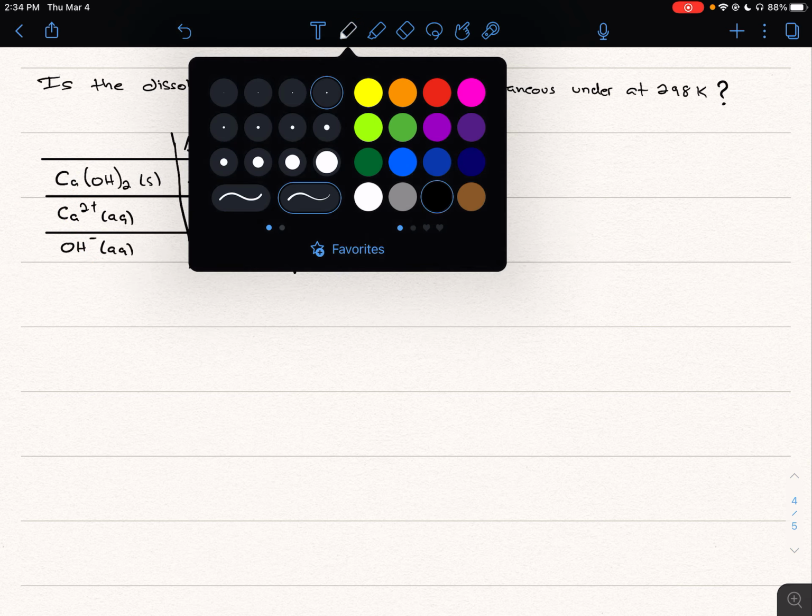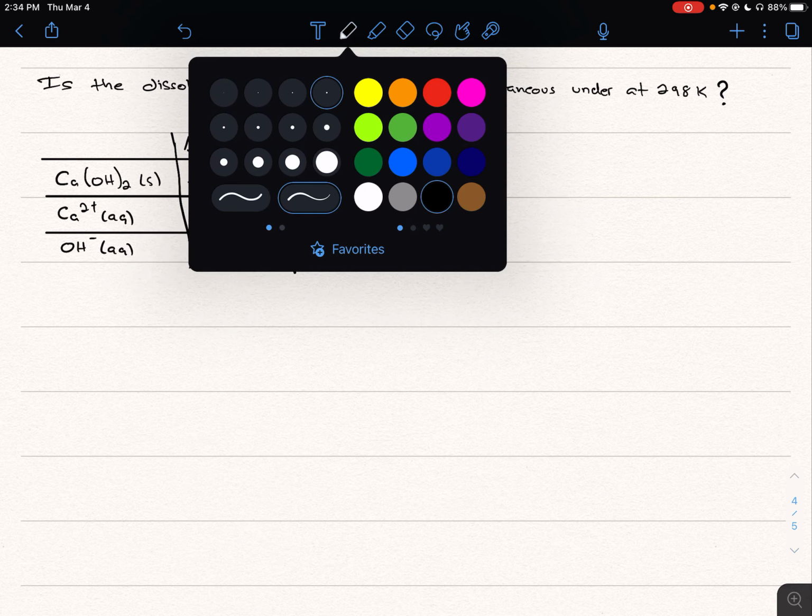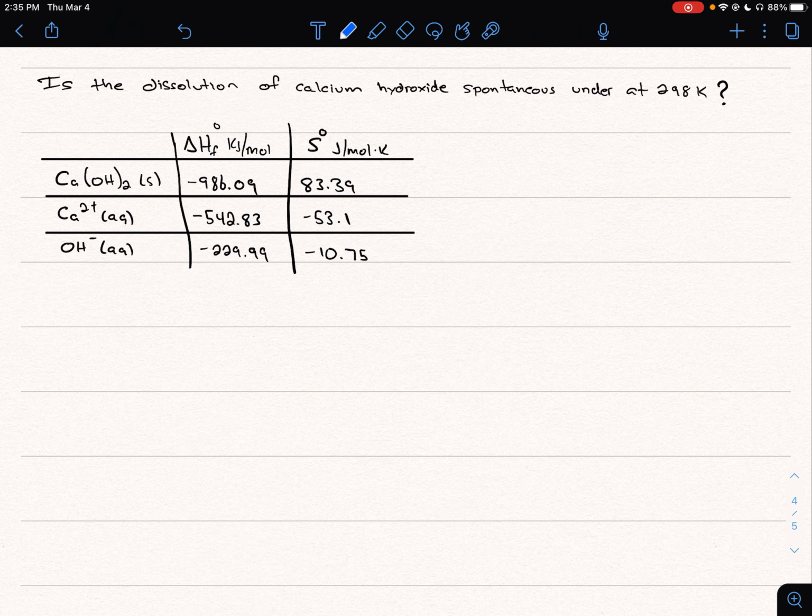Oops, left out the units on that. We'll put that in joules per mole times Kelvin. This is just taken from the back of your textbook. So to start this problem, as always in this type of thing, what we need to do is start off with a chemical reaction. And so we're dealing with dissolution, so we're dissolving calcium hydroxide.